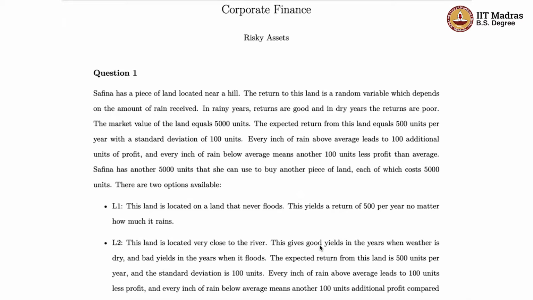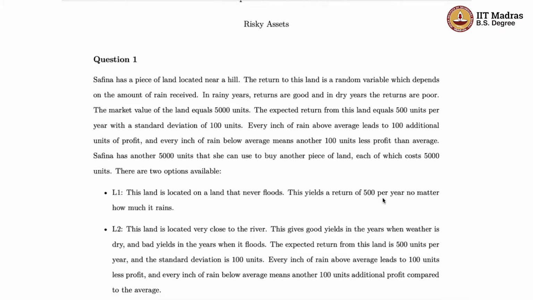And actually, Safina also has 5,000 more units of money available that she can use to buy another piece of land. And she has two choices, which we are going to call L1 and L2. And each of these lands has the cost of 5,000 units, right? So L1 is a land located in an area that never floods, and this yields a return of 500 per year no matter how much it rains, right? So if it costs 5,000 and returns 500 per year, this is basically 10% per year without any risk, right?